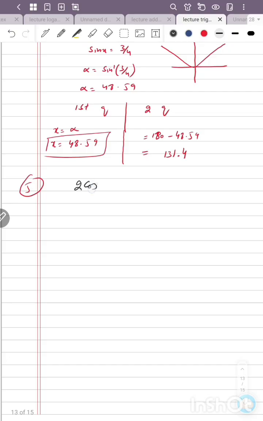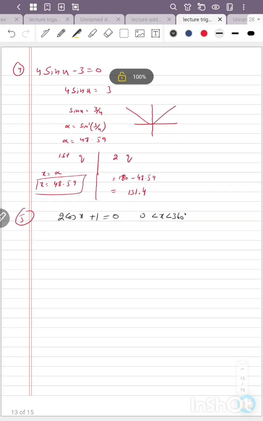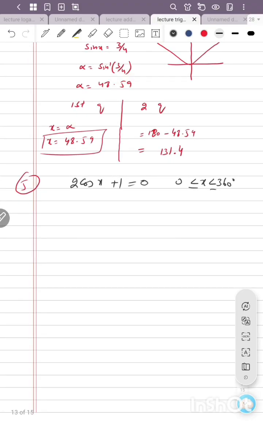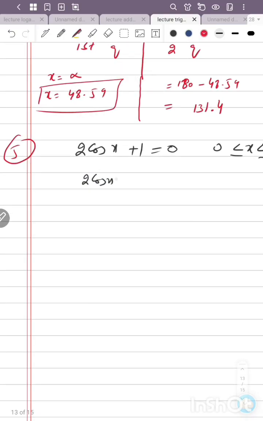The question is 2 cos of x plus 1 equal to 0, and its interval is 0 to 360. Here also we have an interval. Okay dear students, next question is 2 cos of x plus 1 equal to 0, interval is 0 to 360. Okay, how do we solve this question now? This is 2 cos of x equal to minus 1, cos of x equal to minus 1 by 2.